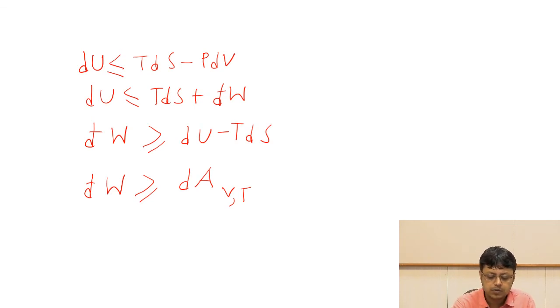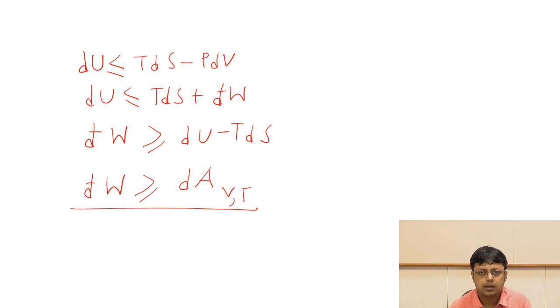Now look at this equation. What does it mean? So we wrote that đW, which is the work done, is greater than or equal to the change in Helmholtz free energy at constant volume and temperature.